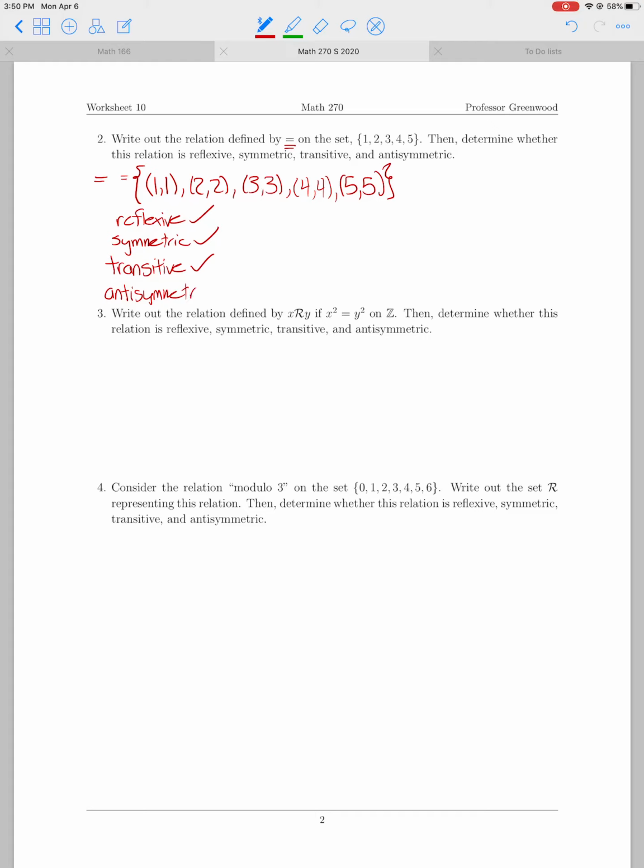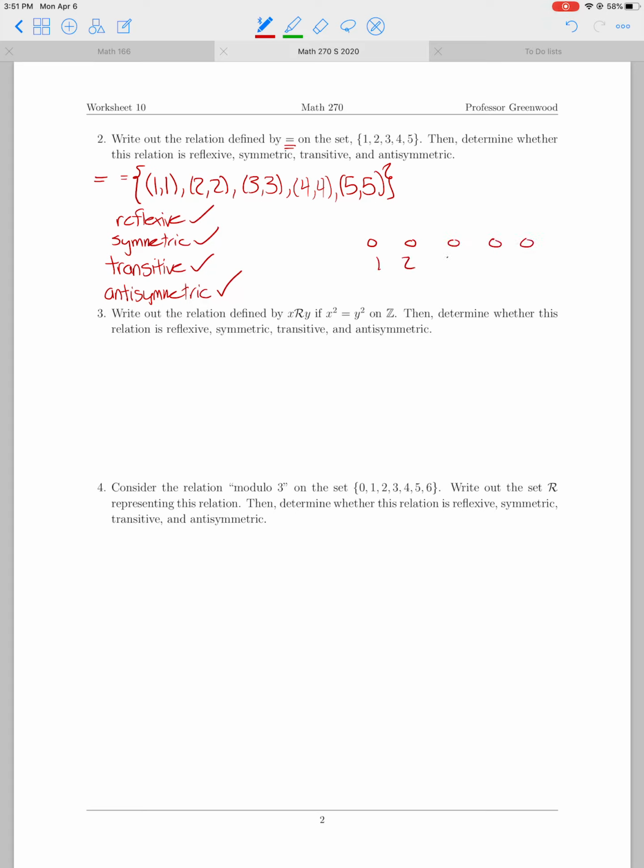And so that means that we would never be allowed to have A is related to B and B related to A whenever A and B are not equal. But it's already never the case that unequal components are related in this example. And so trivially, again, this example is antisymmetric. And so again, I could draw a graph of this relation.